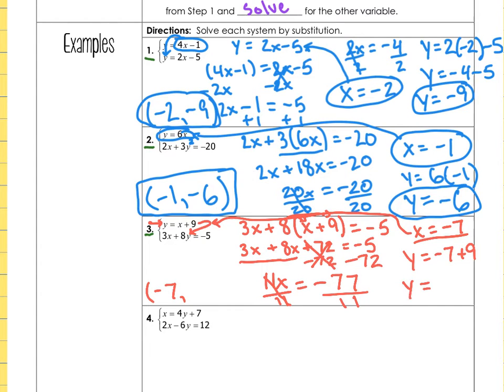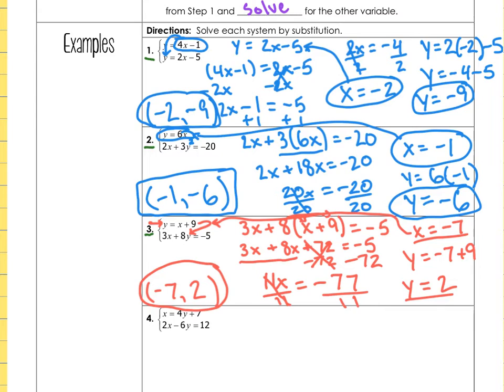And negative 7 plus 9, that's the equivalence of 9 minus 7. It's just 2. So x equals negative 7, y equals 2. Negative 7, comma 2 is our coordinate point, or our solution for this system of equations.